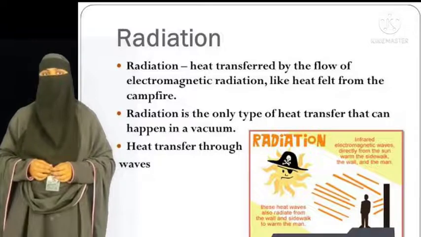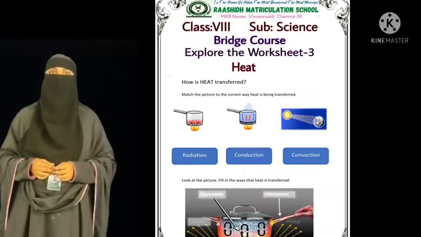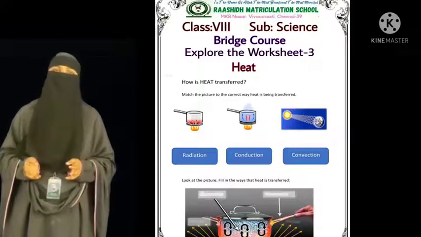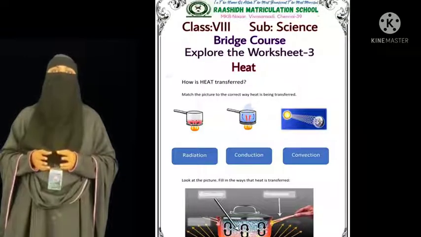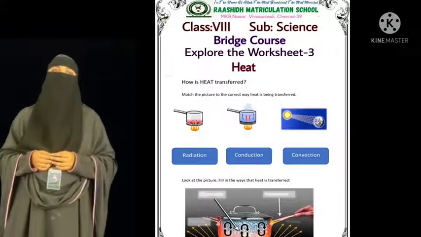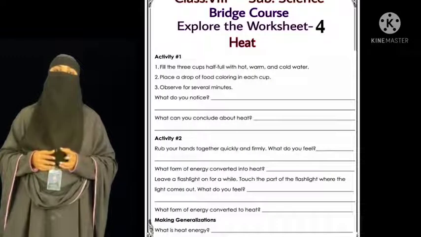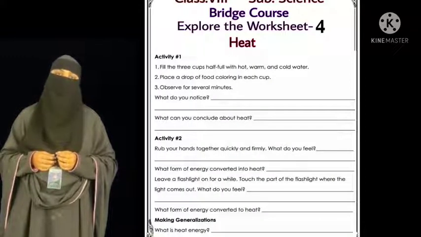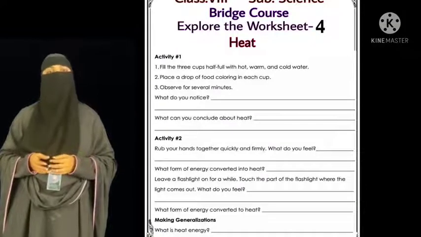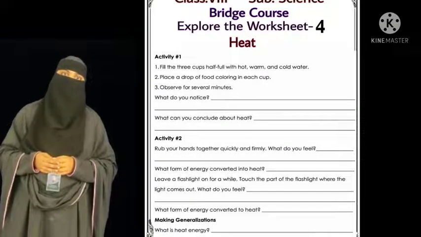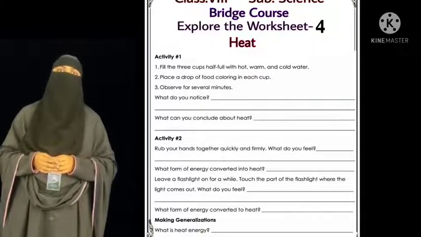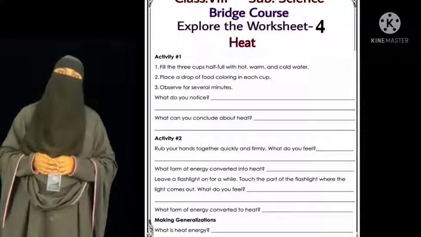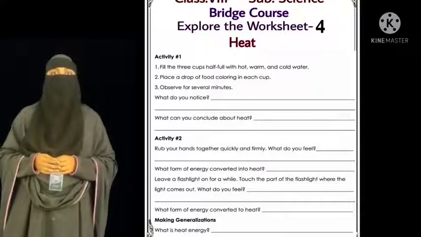So you all clear about these three heat transfers? On that heat transfer, I gave the worksheet. So you just see how heat is transferred, you just match it and write it. Okay. The next worksheet is an activity worksheet. You just do the activity and observe it, okay, and write the conclusion of what you observed. Okay, inshallah I'll post this worksheet, finish it.